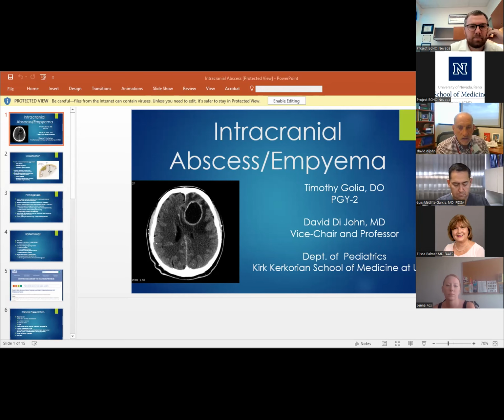So if you suddenly see an enlarging head circumference or mass effect causing symptoms, you want to think about doing imaging to look for a subdural empyema.